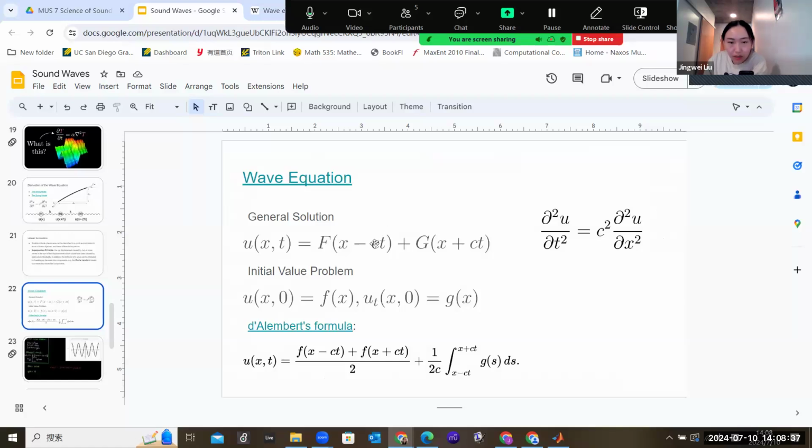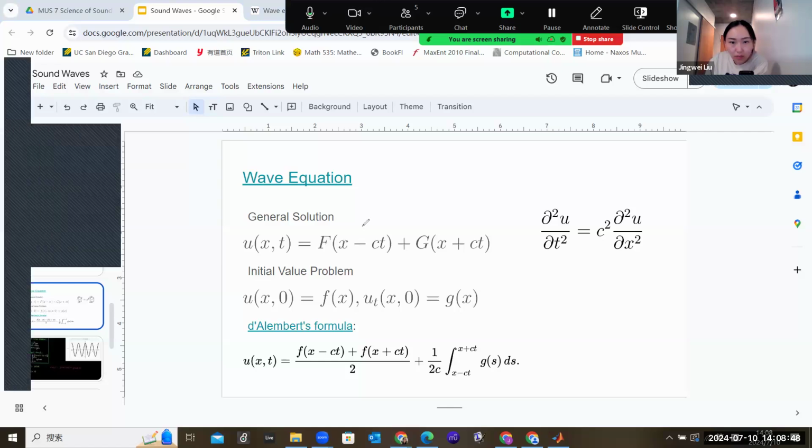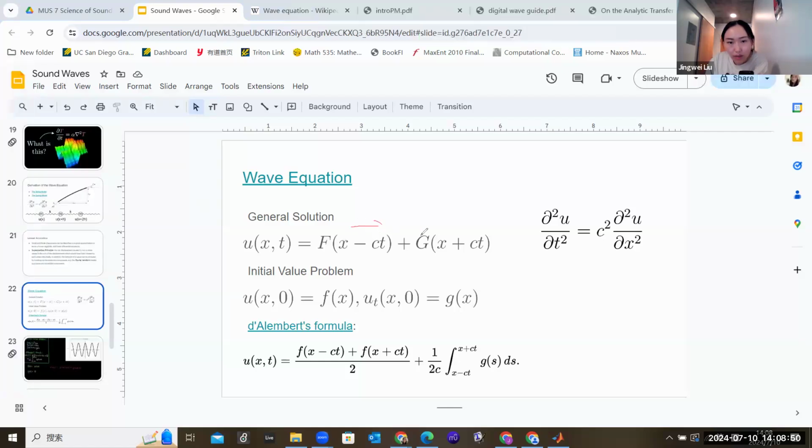So intuitively, this expression means there are two traveling waves, right? There are two traveling waves. So this wave is going to the right, and this wave is going to the left. And this is the initial value problem.